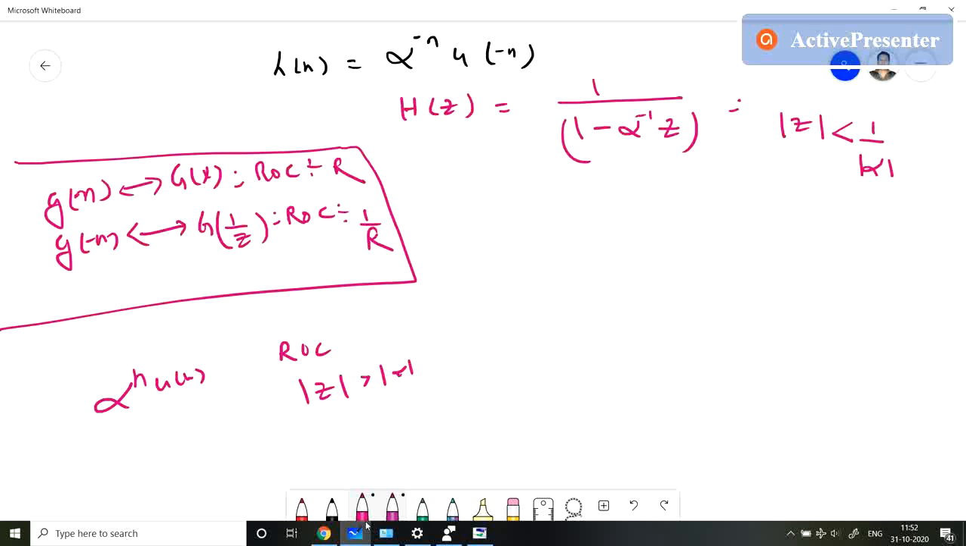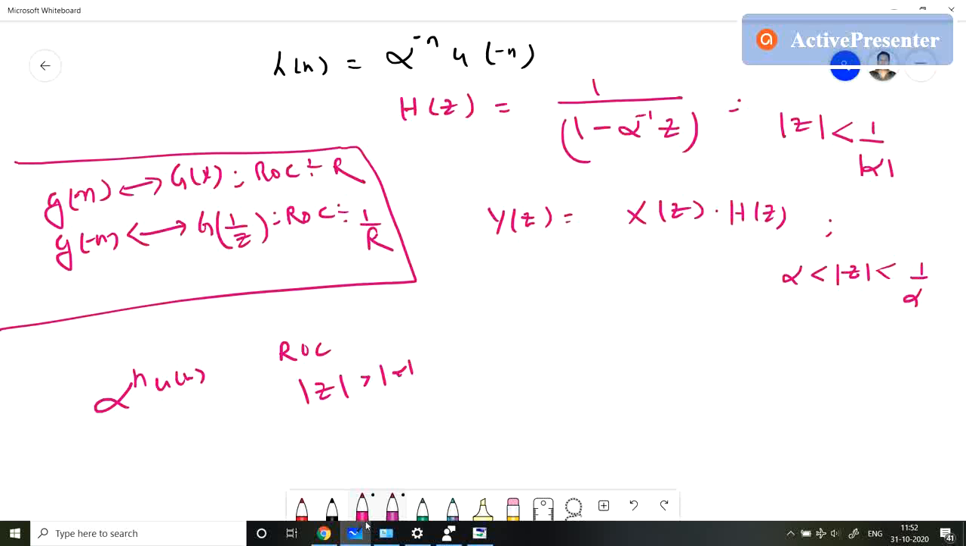Now this is H(z). So what is Y(z)? Y(z) is X(z) multiplied by H(z). And the ROC for this is alpha less than modulus of z less than 1 divided by alpha. So this is the ROC: alpha is less than modulus of z less than 1 divided by alpha.